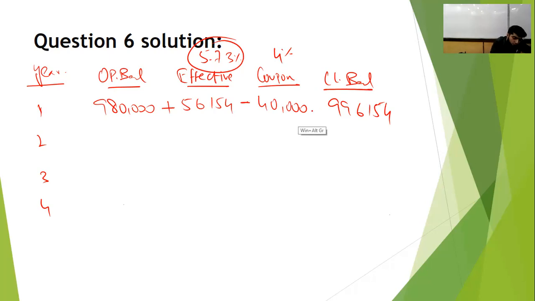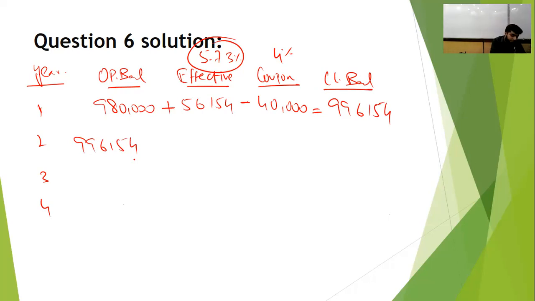So the net amount of investment at the end of the year would be 9,96,154. That would be the amount of investment at the end of the year. If it is the closing balance, definitely it is going to be the opening balance of the year too. That is 9,96,154. Initially, you invested 980,000, but 16,154 in terms of interest is also capitalized in your investment.